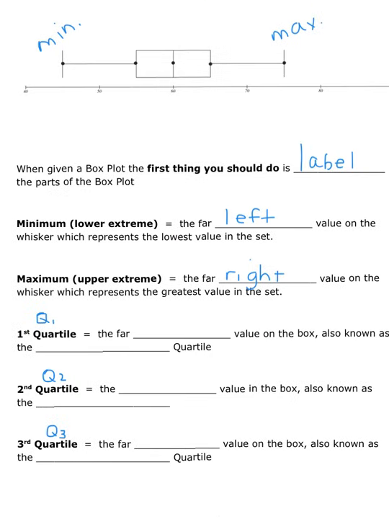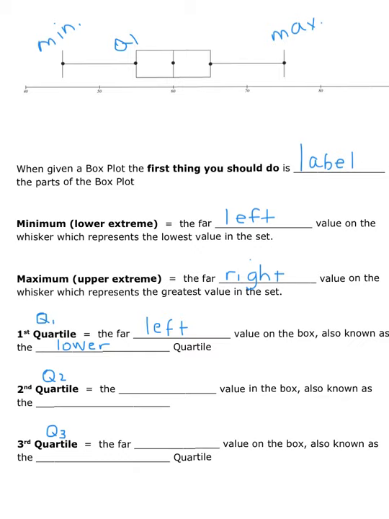Next, we're going to look at the quartiles. First quartile is going to be the left value on the box. So now we're looking at the dots on the box. It is also known as the lower quartile. So now if I label up at the top on the graph, I'm going to use a Q1 for quartile 1.